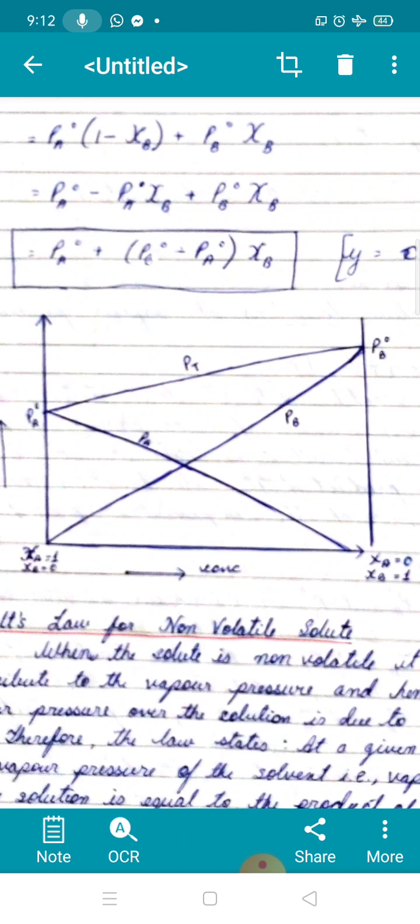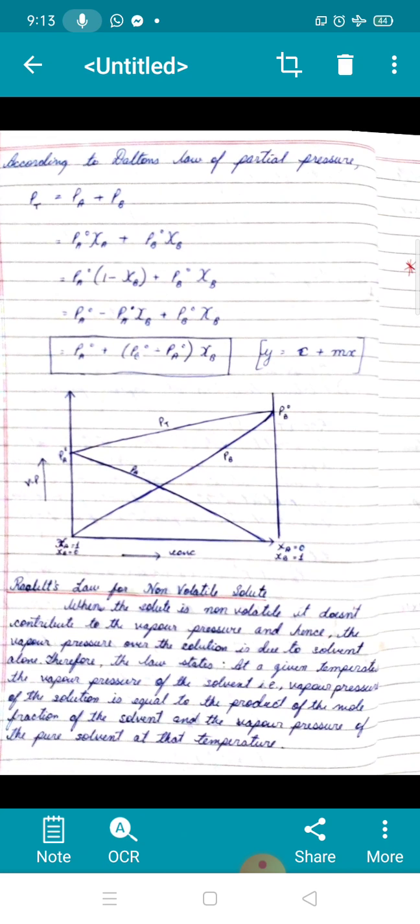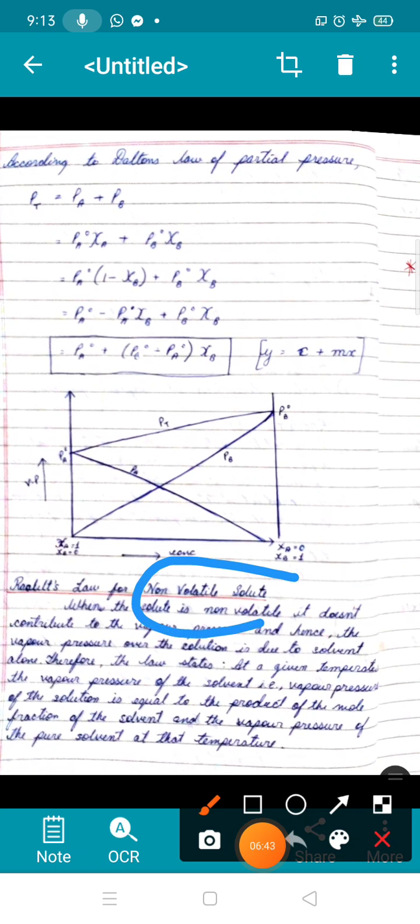So that's all about when we have both the components in a solution which are volatile, and that is usually applicable to those kinds of solutions when both solute and solvent are liquid. Then next we have another situation when the solute is non-volatile. Here the solute is non-volatile, meaning this is a situation when we have a solid solute and the solvent is liquid. Remember, in all the three situations we have studied, the solvent is liquid. That means we are talking about liquid solutions.